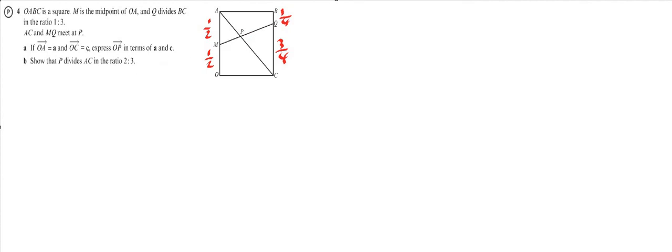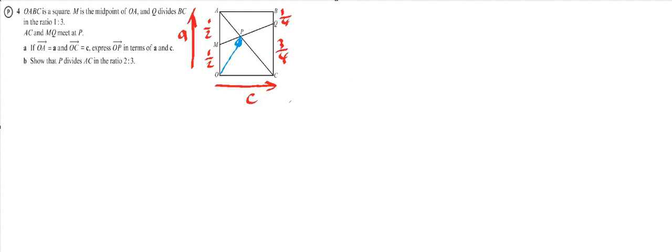We're told that OA, the vector, is A, and OC, the vector, is C. So we've got to express OP, remember, from the origin to the point P, in terms of A and C. Right, so there's no direct way to do it. So how can we do this?